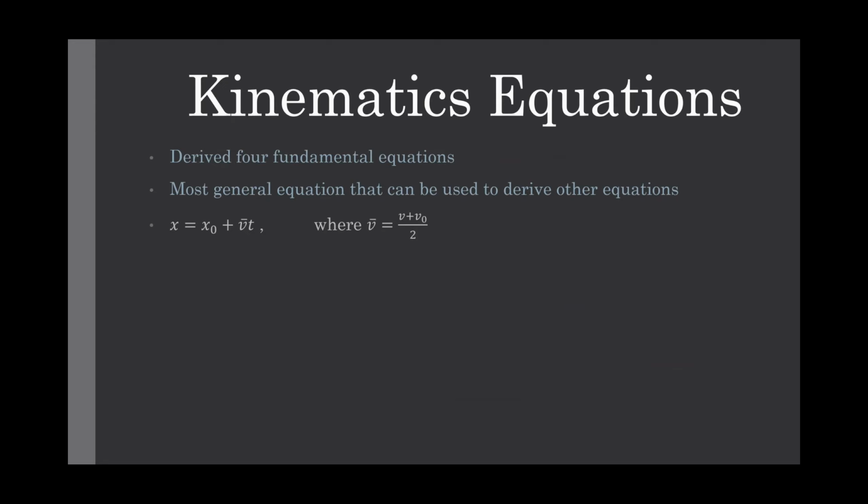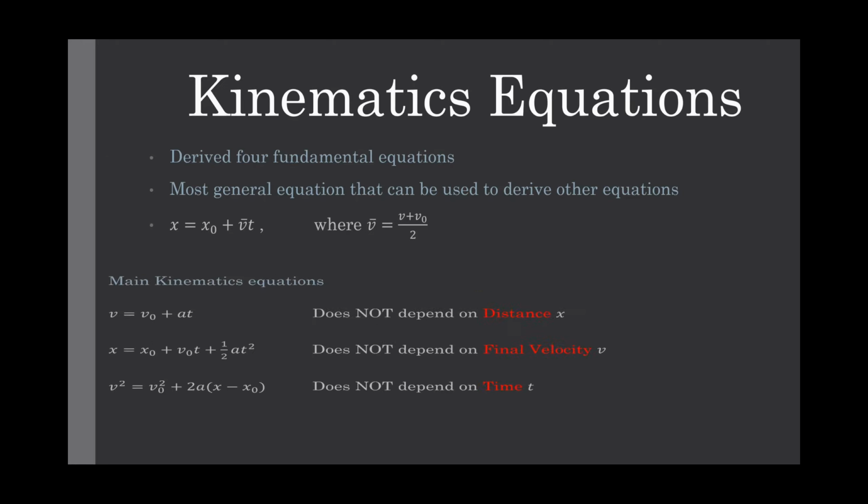So the most general equation was that x equals x naught plus v average times t. Now v average is v plus v naught divided by 2. This one is because we had a constant acceleration. With a constant acceleration, the velocity is going to keep on increasing. So the average velocity will be somewhere in the middle of the final velocity and the initial velocity. So these two are the most general equations that the other equations came from. So let's review those other equations.